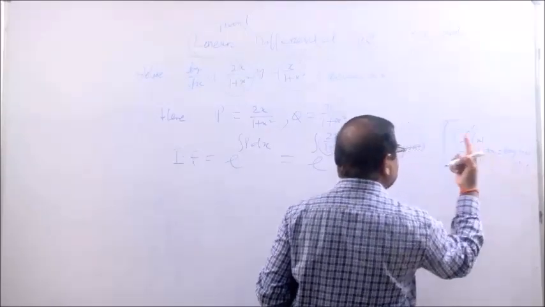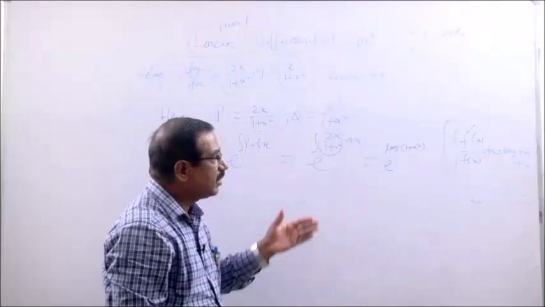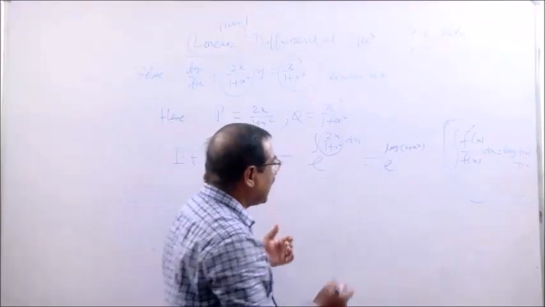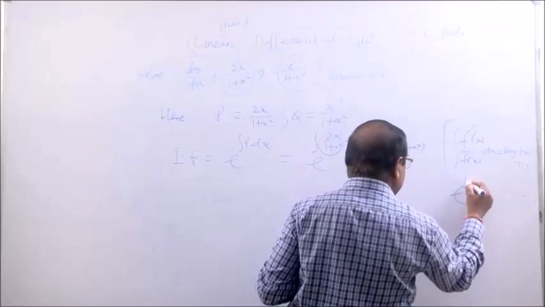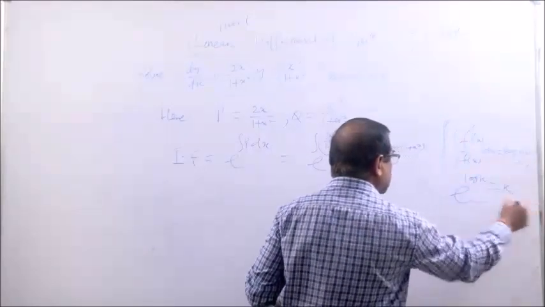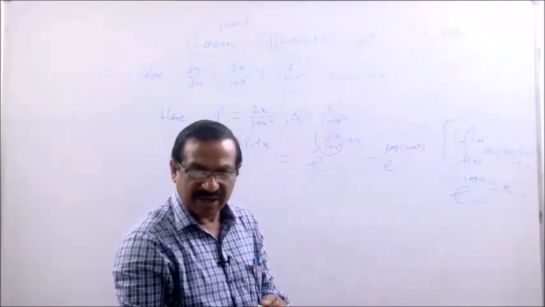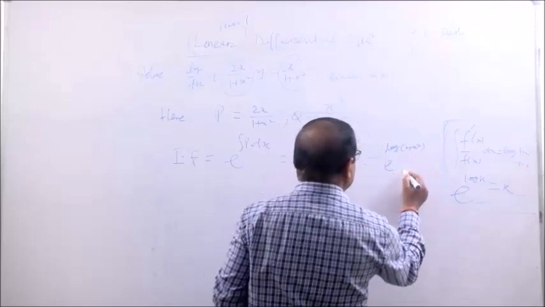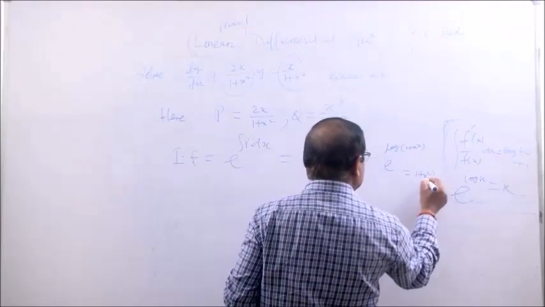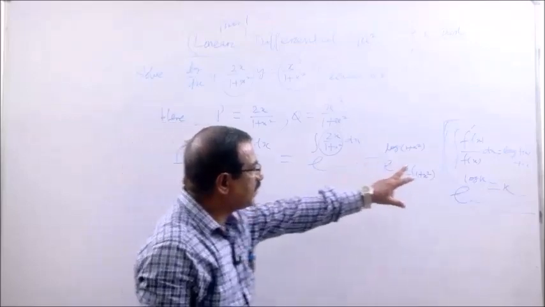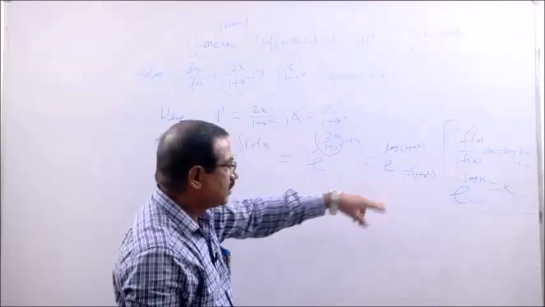This formula is applicable maximum times for finding the integrating factor. And please also remember this formula: e to the power log k is k. These two formulas are used most of the time to solve these problems. Since e to the power log k is k, this is simply 1 plus x square. We got this IF. Please remember these two formulas.